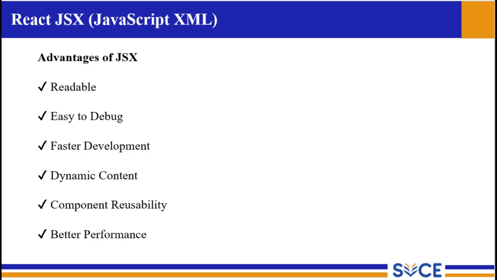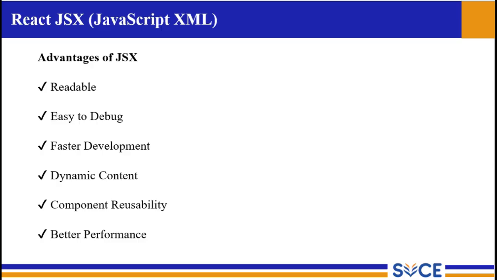Now let us discuss the advantages one by one. The first advantage of JSX is improved code readability. One of the biggest challenges in software development is writing code that is easy to understand. Applications are often developed by teams of programmers, and the code written today may need to be maintained by someone else in the future. Since JSX closely resembles HTML, developers can easily understand the structure of the user interface by simply looking at the code.